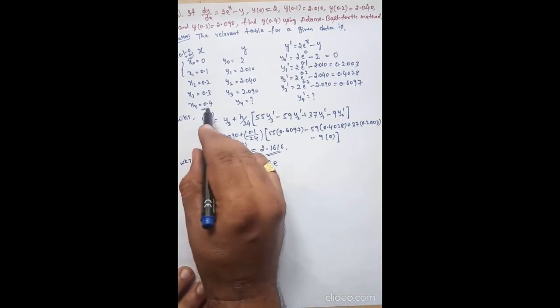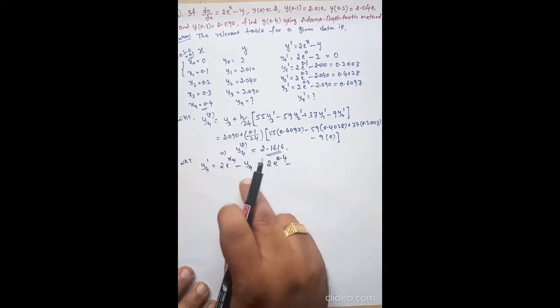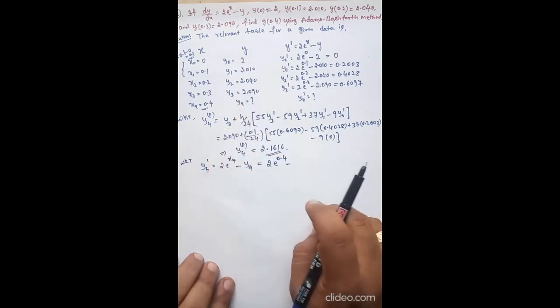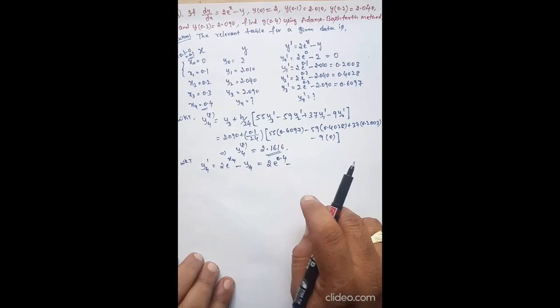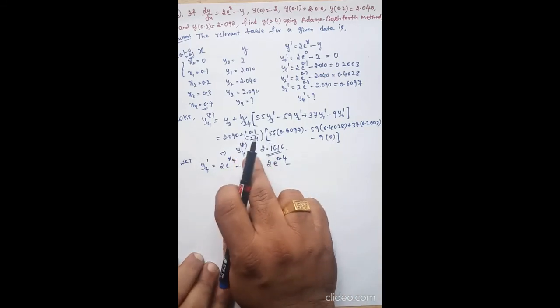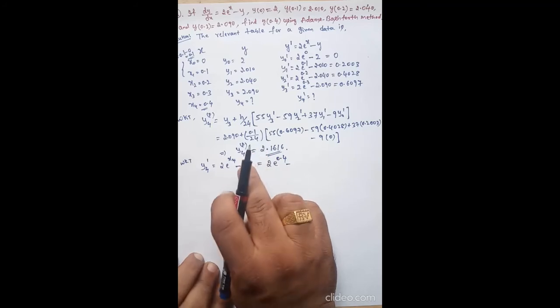What is x4? We have written already here. It is 0.4 minus y4. See, y4 is unknown here. Right? So, how to write this y4 now? See, already we got an estimated value of y4. It is just a prediction. Let us use that value and we calculate what is y4 dash.